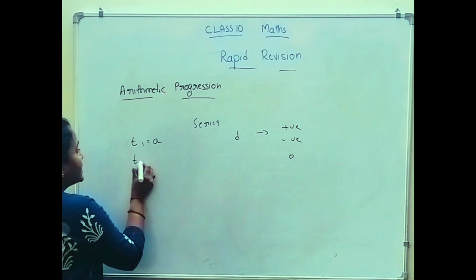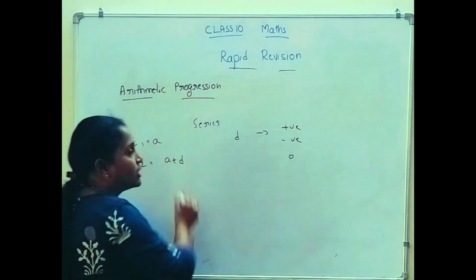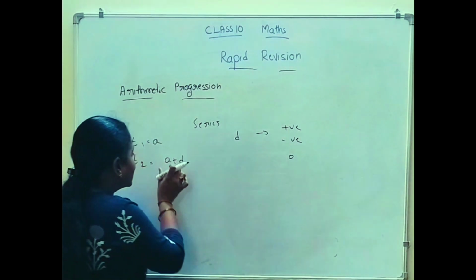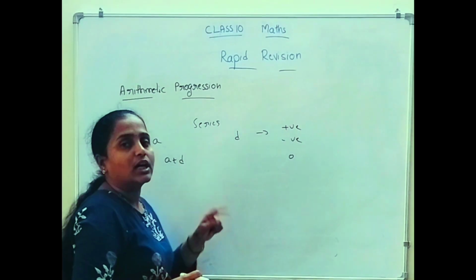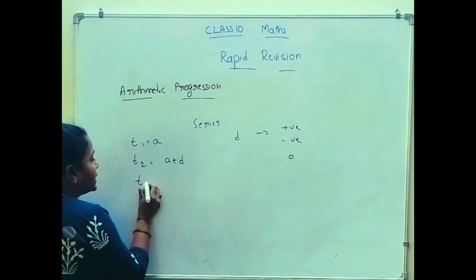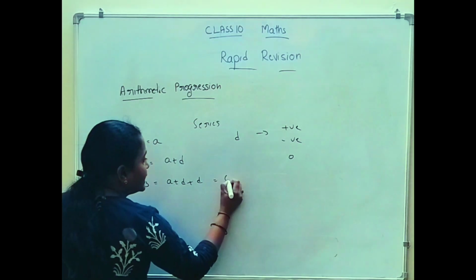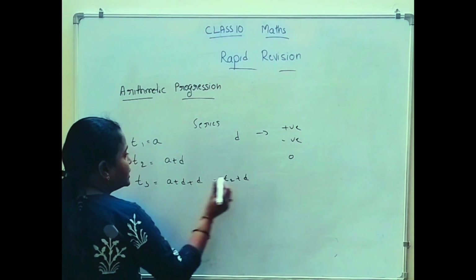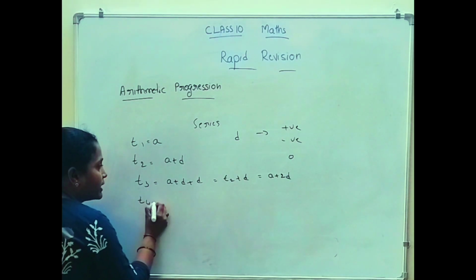So if the first term is A, we get the second term by adding the common difference to the first term. That is the definition of arithmetic progression. We get each term by adding the common difference to its preceding term. So that is what an arithmetic series is. So what will be our T3? T3 will be A plus D plus D. That is nothing but T2 plus D, right? So I can write this as A plus 2D.